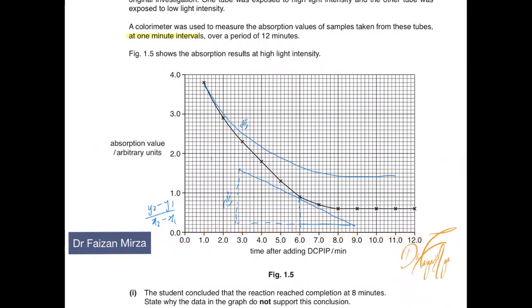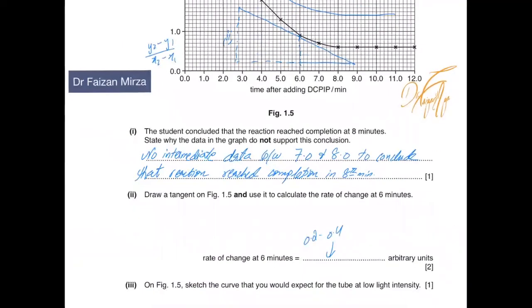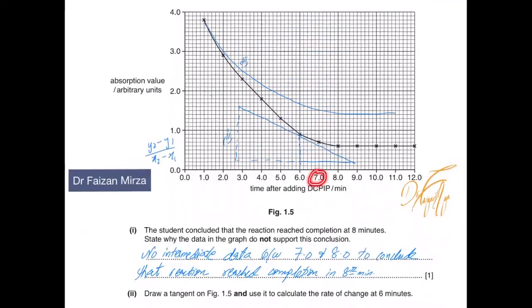The student noted down the absorption value. You can see this in the graph. This is how the reaction proceeded. The student concluded that the reaction reached completion at 8 minutes. At 8 minutes, meaning precisely at the 8th minute. So the data and the graph do not support this conclusion. You can see that there is an absorption value given at 7 and the absorption value at 8.